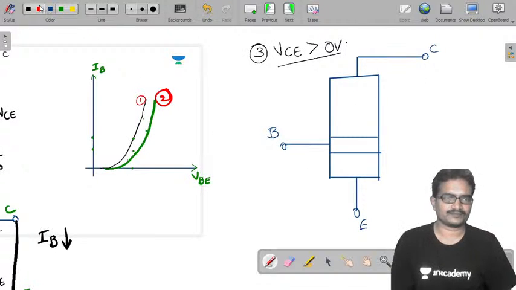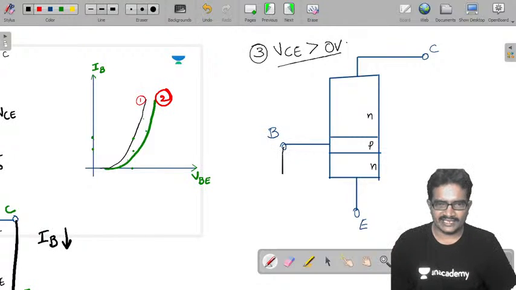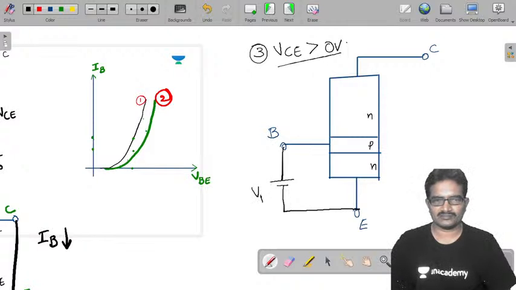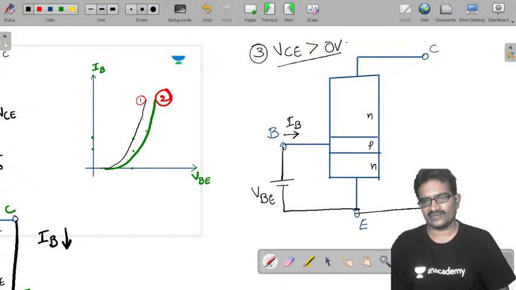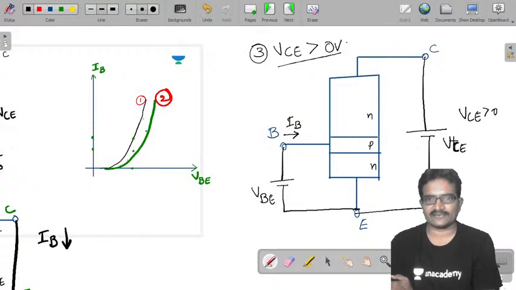NPN transistor. So it is VBE positive. This is base current. Now we need VCE greater than 0. Now a voltage I am connecting here, VCE greater than 0. VCE, voltage between collector to emitter.